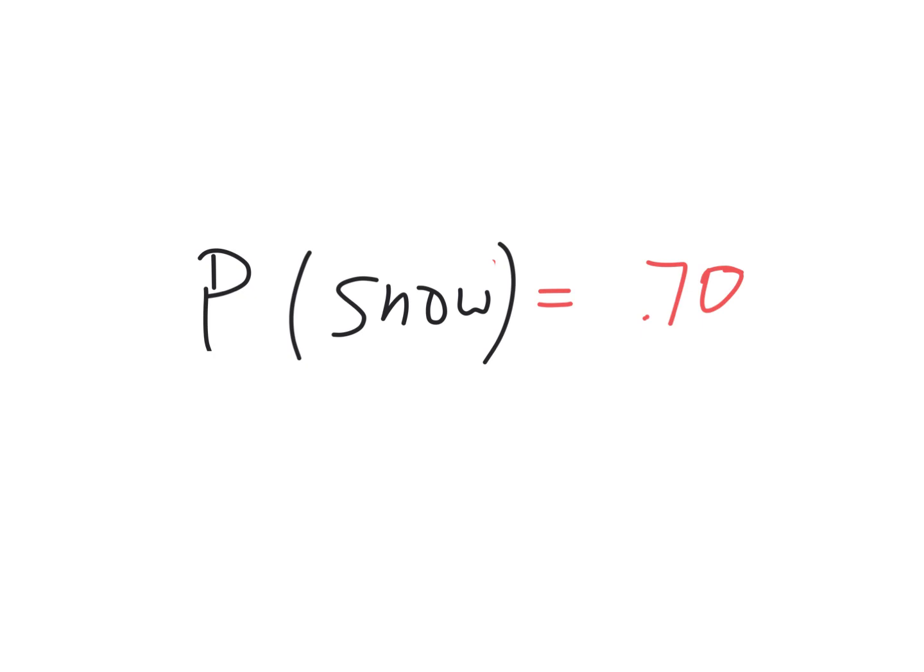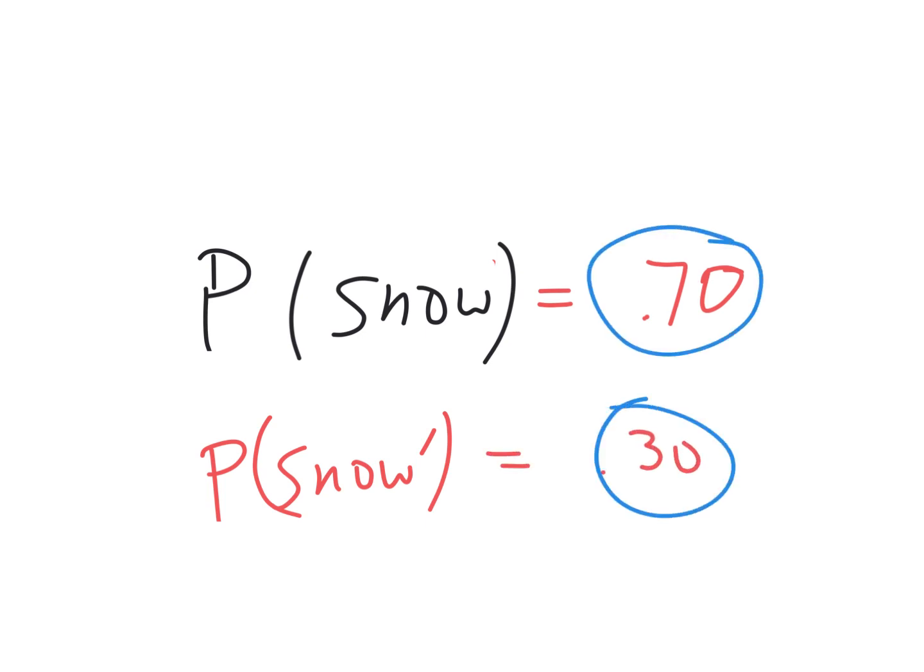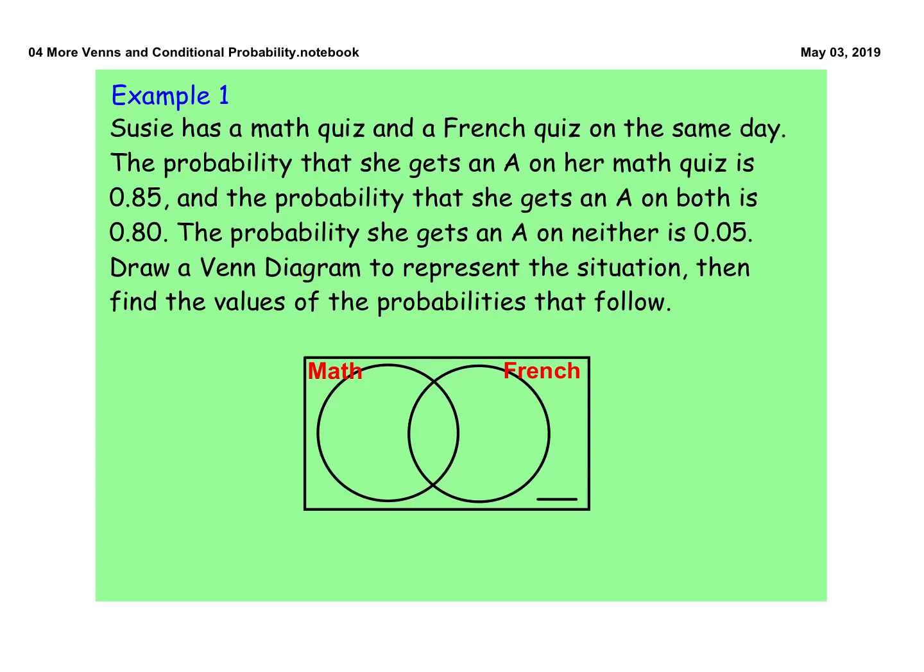30. Just has to be the other part. All right, so probability of snow, not the complement of snow, 30. And complement means that basically they go together, they complement each other. Okay, move on to this.